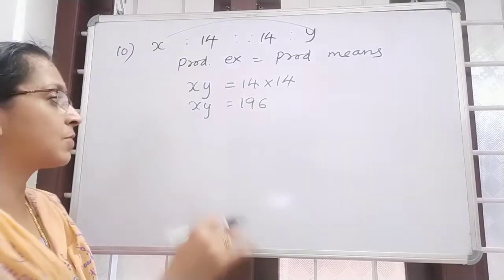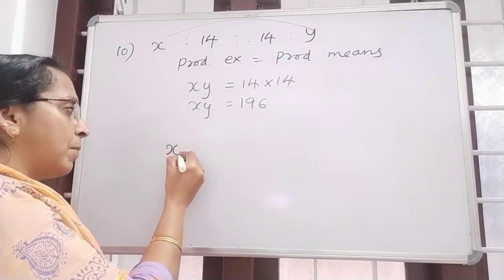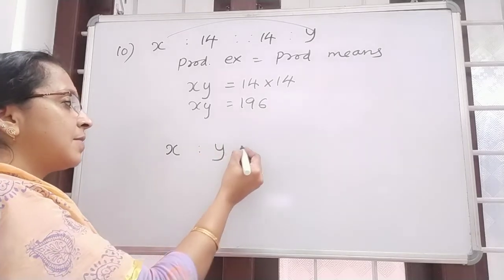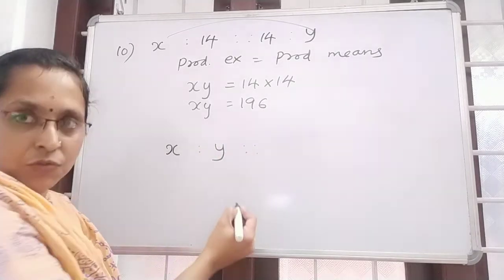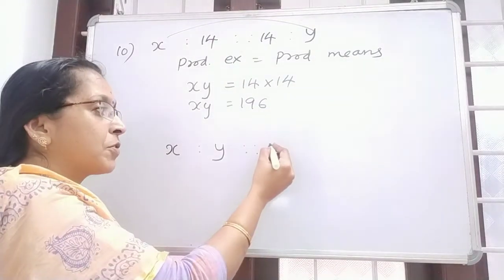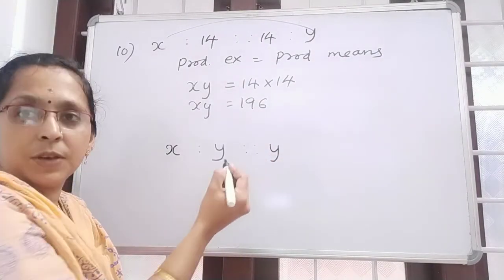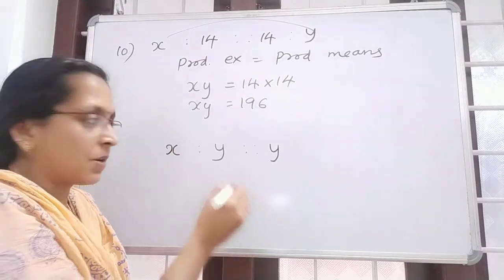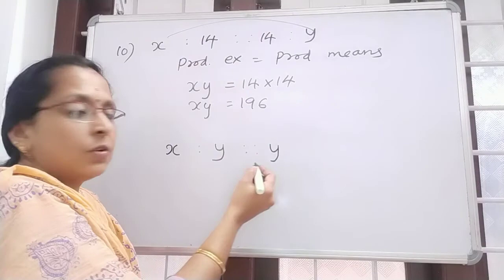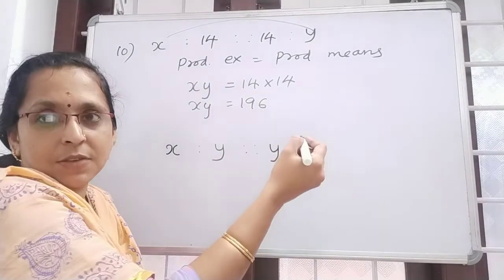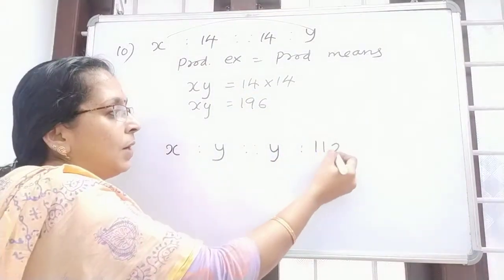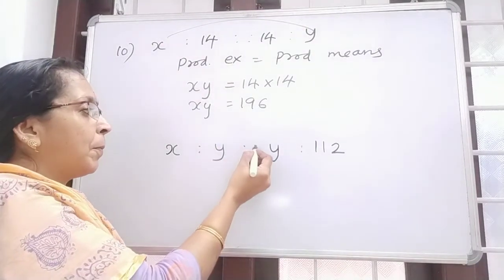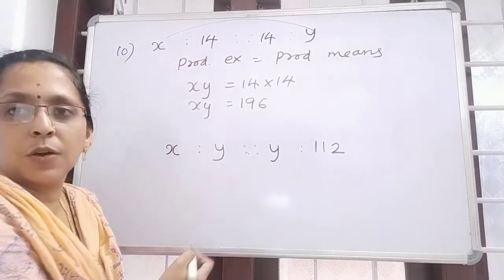So how can we write the next one? x and y are the two numbers. Third proportional is given means only two numbers are there, x and y, so automatically it will be in continued proportion. So x is to y as y is to the third proportional, which is given as 112.